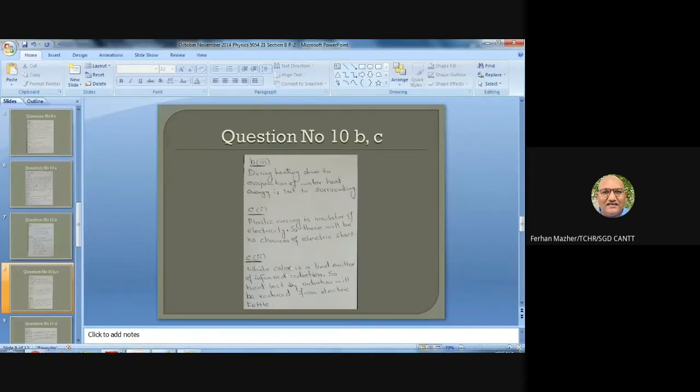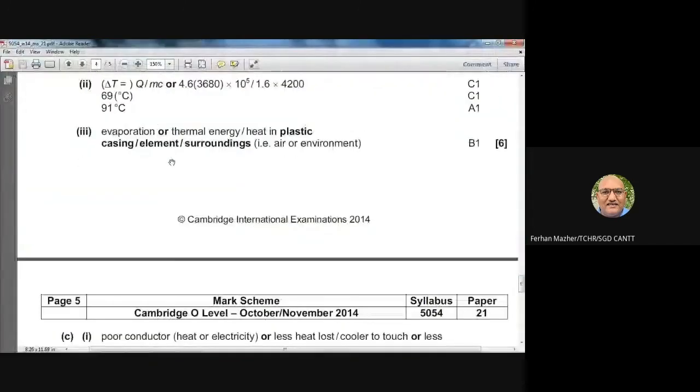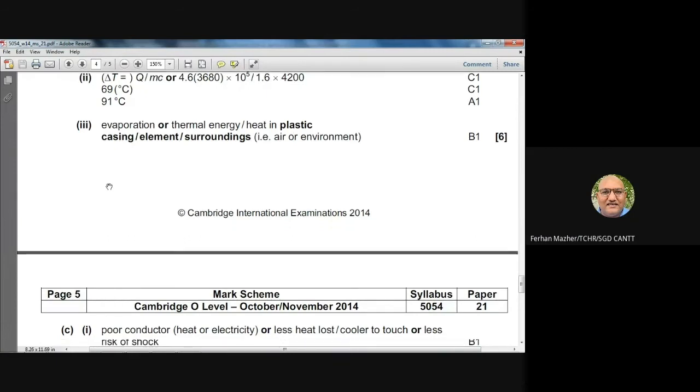Let me check the marking scheme. It's a 1-mark question, not very difficult. You see on your screen, this is showing a 1-mark question. Evaporation, thermal energy, heat in the plastic casing, element, surrounding air or environment. I hope that you will be able to write why the actual temperature rise will be less than 91 degrees centigrade. Actual final temperature will be less than 91 degrees centigrade. So let's move to the next part.